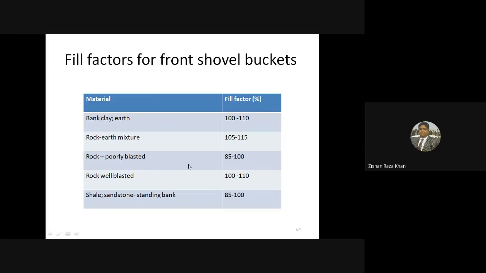Rock poorly blasted. See, poorly blasted rock has a lesser fill factor than the rock earth mixture, because poorly blasted rocks may leave a lot of space in between them, so the bucket is not working up to its full capacity. Well blasted rock is filled entirely by the bucket, and during heaping, an additional 10% may also be transported. Shale, sandstone, and standing bank will have lesser bucket capacity because of the presence of voids between the material.